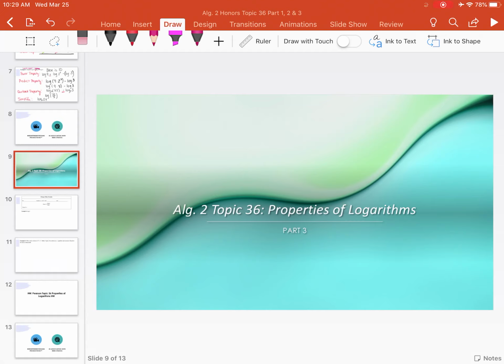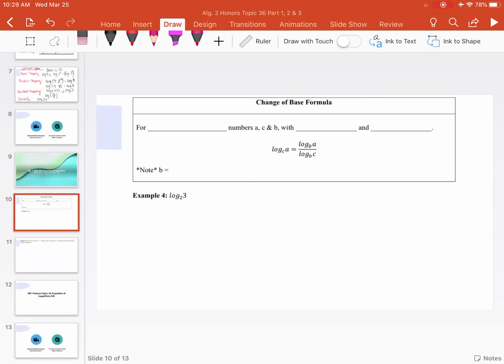Welcome back to topic 36, properties of logarithms. This is part 3. So lastly, what we're going to address is the change of base formula.